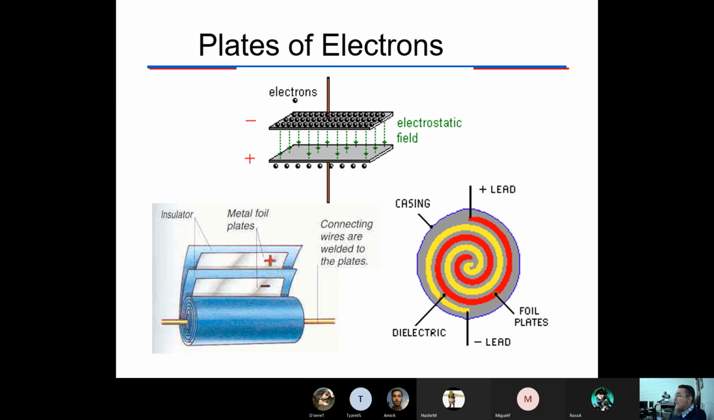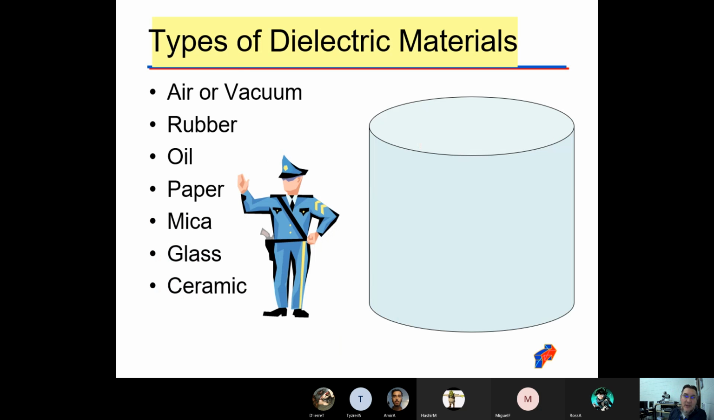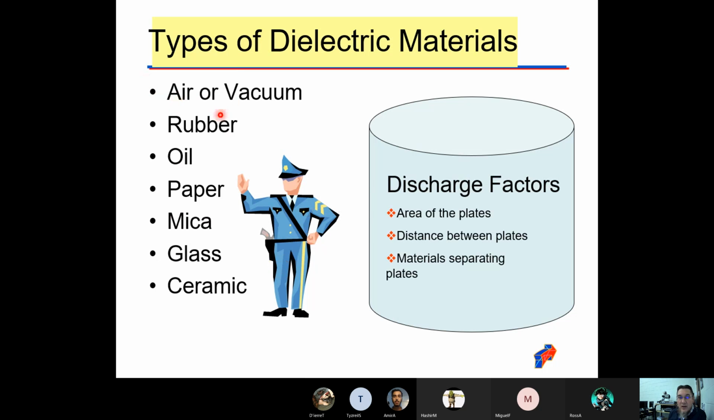All right, so the different types of dielectric material that you can have: rubber, oil, paper, formica or mica, glass, ceramic. It just depends on the material that you're using, or how easy you want that capacitor to discharge or not. You can also use air. Air is a big part of a big dielectric, which is basically just a big gap.